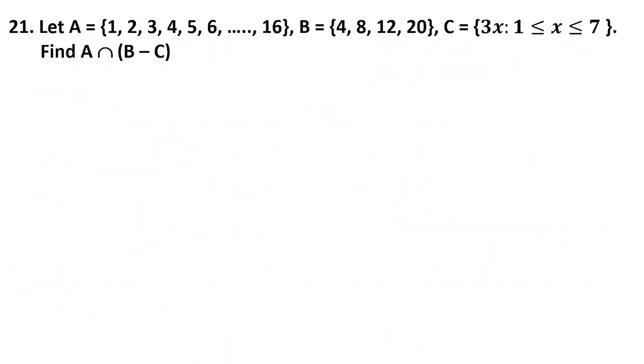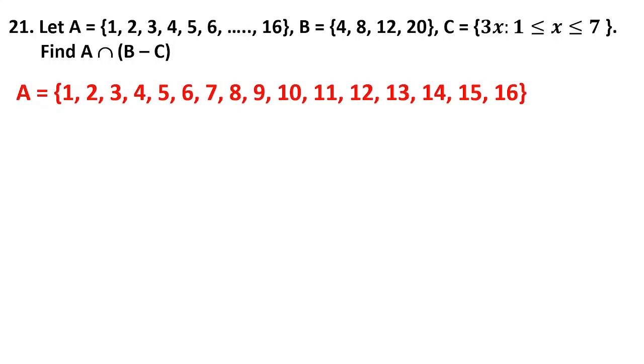Let us go back to question number 21. A is given, B is given. You have to find A intersection B minus C. For that, you have to write what is A. It is up to 16. Let us find what is B.